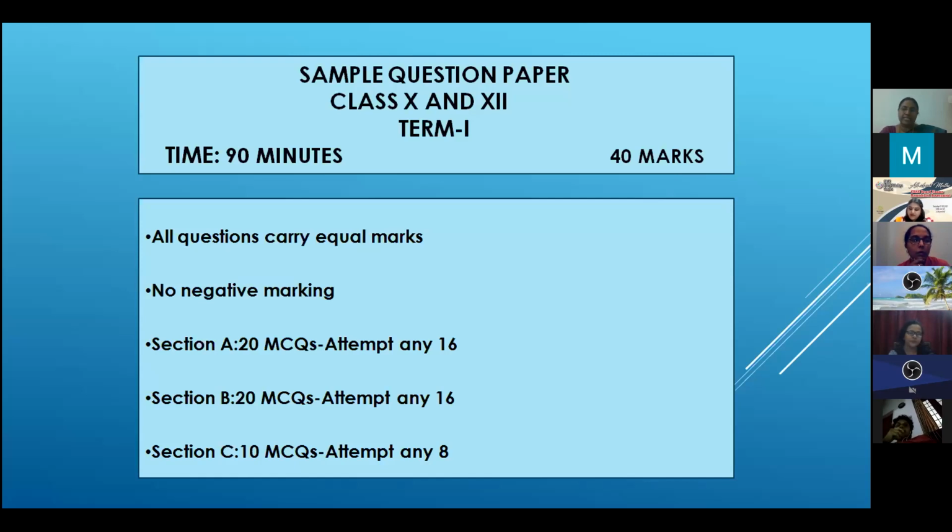The instructions are the same. All questions carry equal marks, no negative marking at all. In Section A, 20 MCQs are given and 16 are to be attempted. Section B is also the same, and Section C also the same thing. The only difference is that in class 10 there are 2 case study based questions, and in class 12 only 1 case study based question. That is the only difference, but the instructions are the same for both.